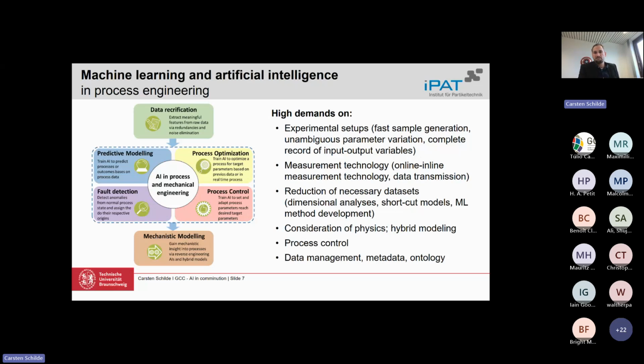If we put in a measurement system which has a reaction time of several minutes, then of course our process control will also have a reaction time of several minutes. And that means these demands on dealing with data-driven methods are getting more and more important if we are also talking about additional online process control.